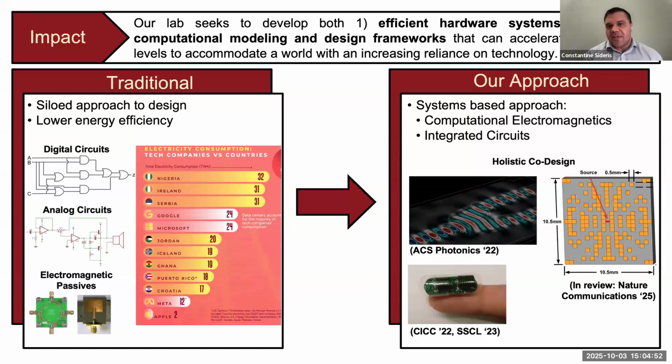So why is the work that we do important? The chart on the left shows that the energy consumption of several companies has already exceeded that of entire countries. To keep up with the ever-increasing demands on technology by society today, we must develop new holistic co-design methodologies that start at the system level and break down the traditional siloed approach of considering each component, such as digital logic, analog circuit, electromagnetic passives, separately. In my group, we leverage our expertise on both the computational and the experimental areas, which allows us to take a unique perspective in how we approach research problems.